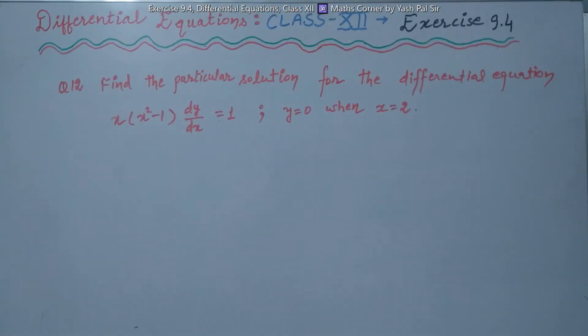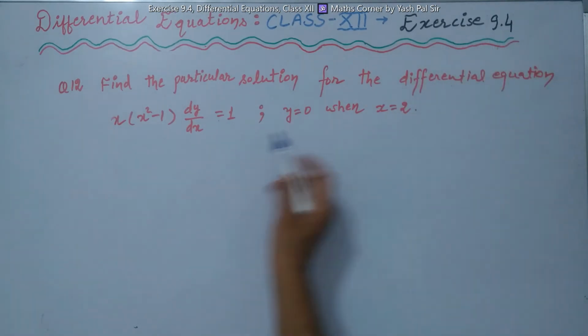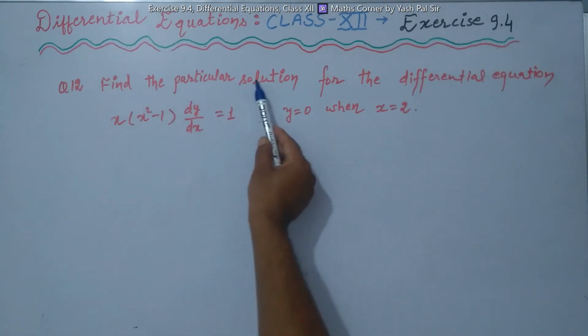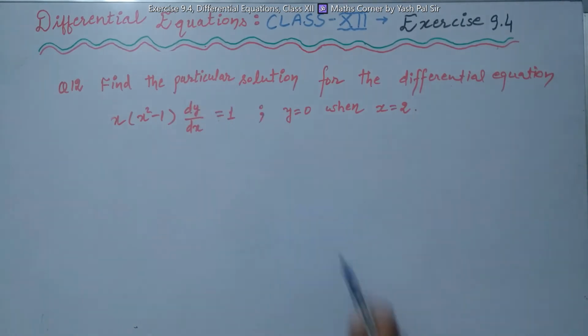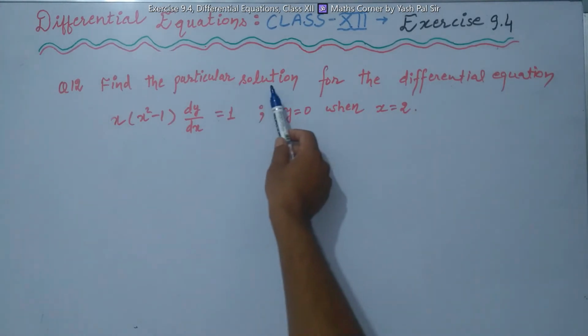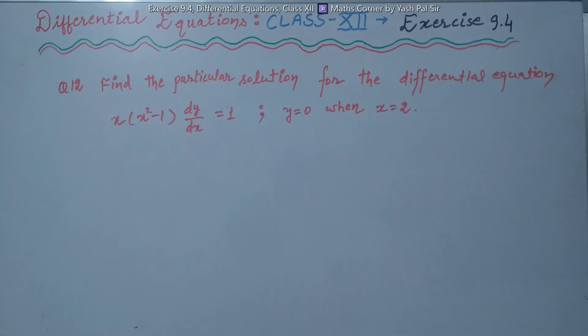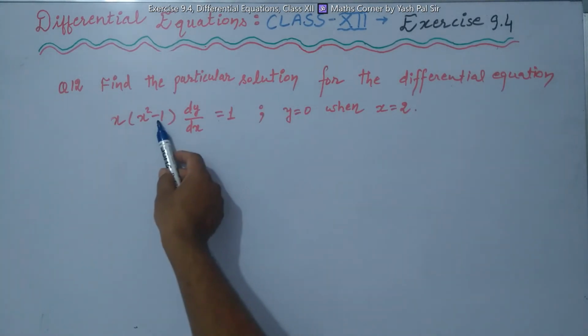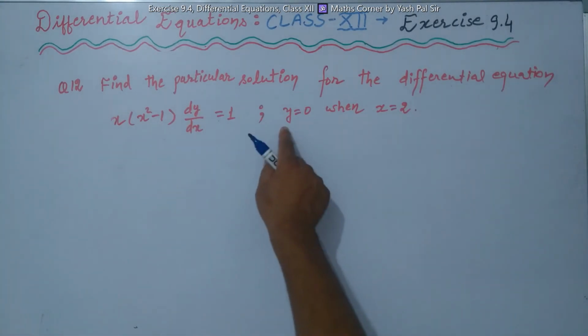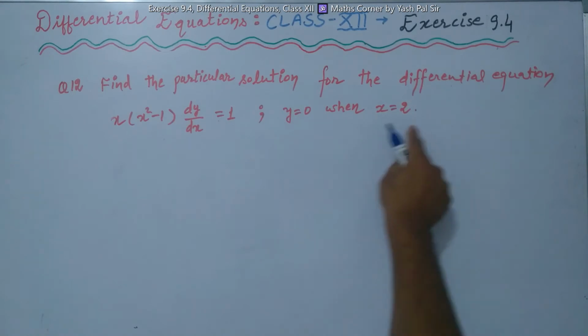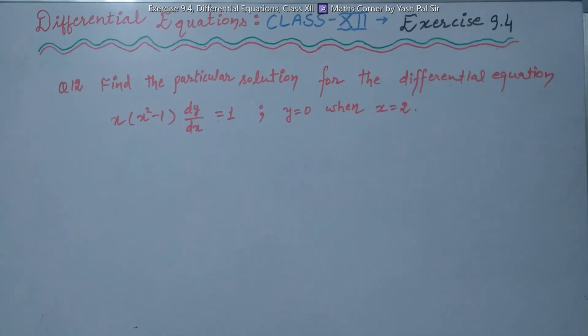We are going to discuss question number 12 of the same exercise 9.4. Find the particular solution. In place of general solution, here the difference is we are writing particular solution. Find the particular solution for the differential equation x into x square minus 1 into dy upon dx is equal to 1, where this condition is given. This is the additional condition. Okay, so let us see how to solve the question.